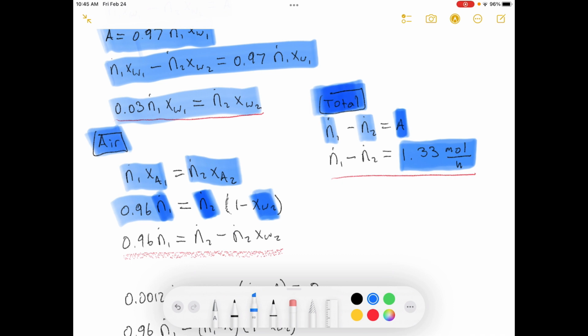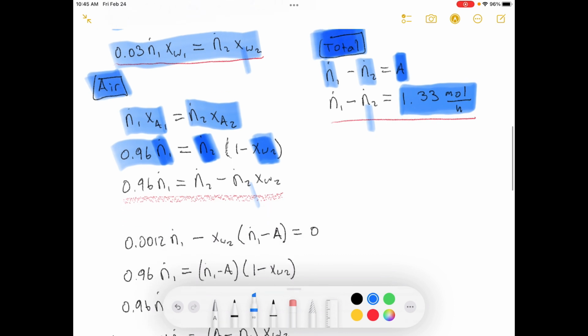We have 3 equations here, highlighted in red, and we have 3 unknowns. So we can solve the 3 equations and 3 unknowns using substitution or whatever method you want to use. I went ahead and used substitution. You guys can follow along.